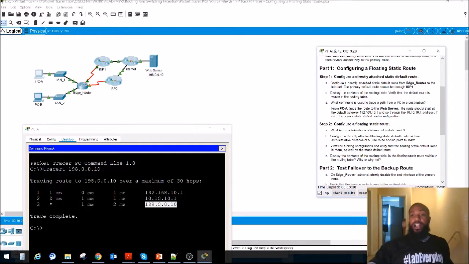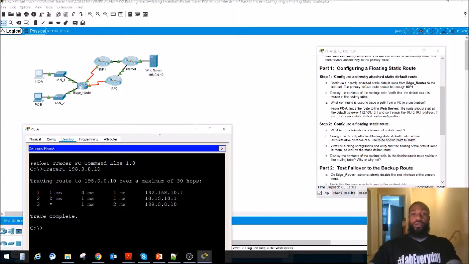Configure a directly attached floating static default route with an AD of 5. Notice that's going to be higher than 1, obviously. So that means if the route with the AD of 1 is down, then we're going to use this backup route. That's why it's called floating. I think that's why they call it a floating static route, because it's like throwing a floaty to save somebody when they have an emergency. The route should point to ISP2.